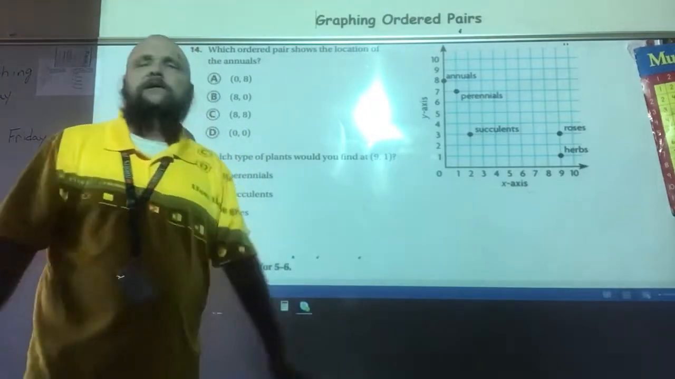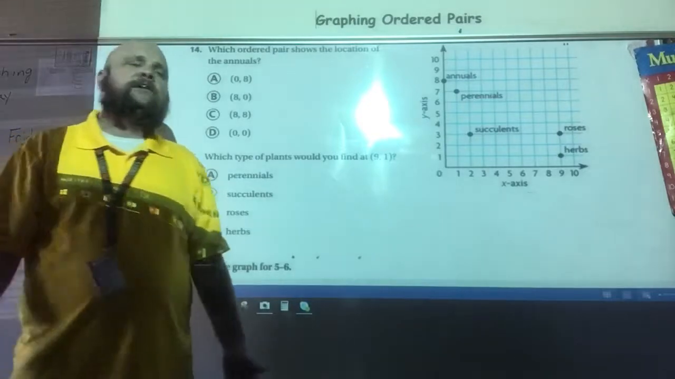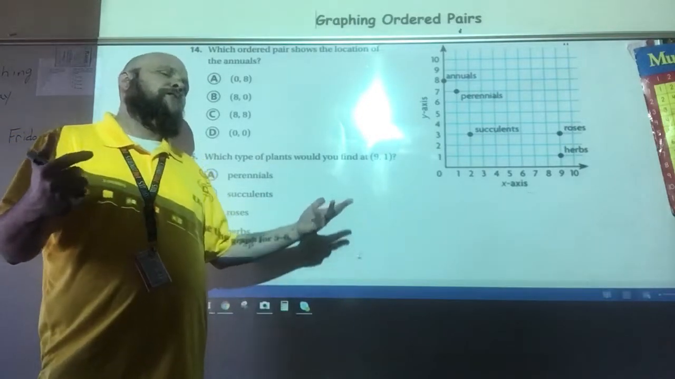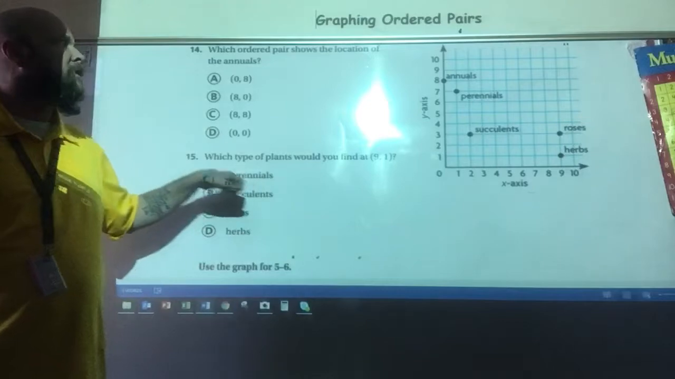Since it's a test, it's a summative grade. Summative grades are worth more, percentage-wise, so you want to do better on these.